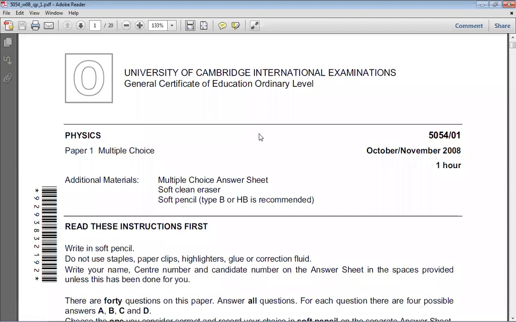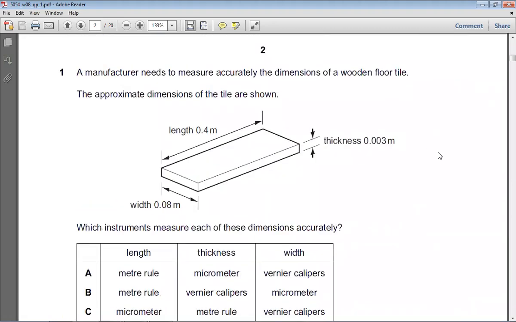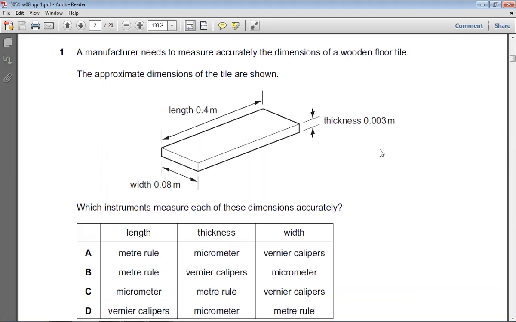So here we go. October-November 2008, Paper 1. So let's start. Question number 1 coming up on your screen. A manufacturer needs to measure accurately the dimensions of a wooden floor tile. The approximate dimensions of the tiles are shown. The length is 0.4 meter, and the width is 0.08 meter, and the thickness is 0.003 meter.